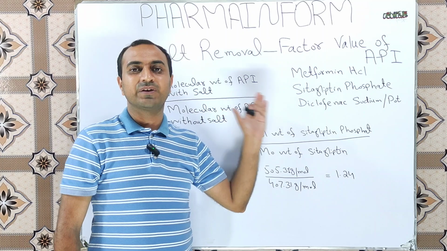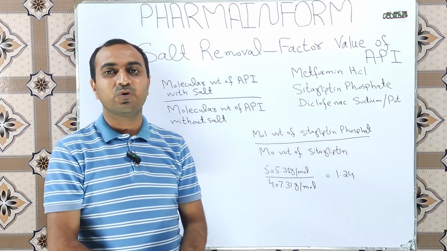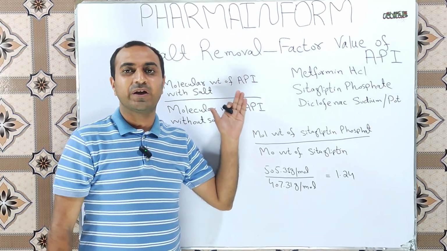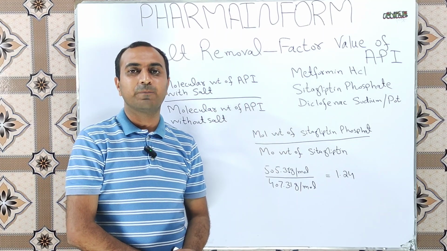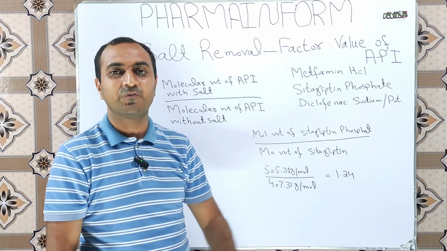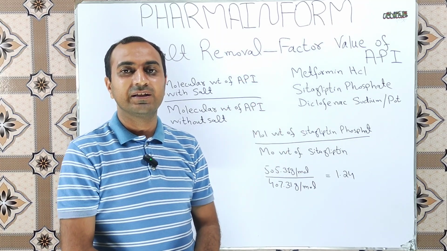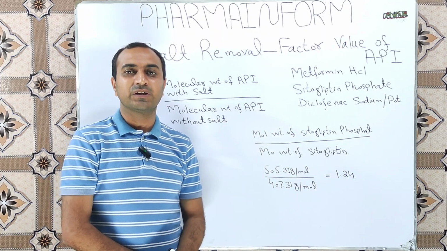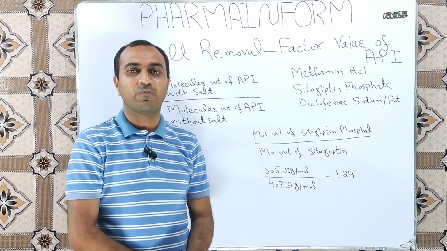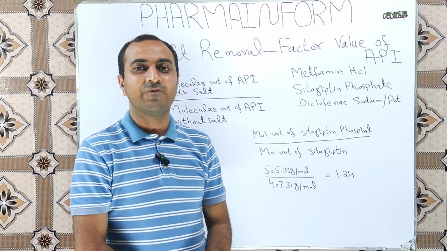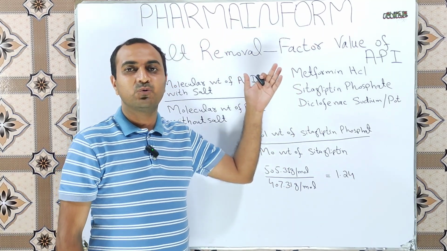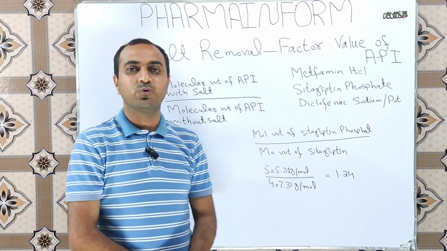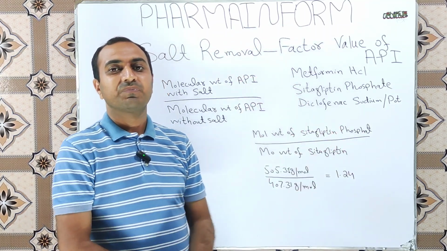Today we will learn salt removal or factor value calculation of active pharmaceutical ingredients. This calculation is very important and most professionals are not aware of it. After learning this calculation, you will be able to calculate the active pharmaceutical ingredient for all of your formulations, and you will be well aware of when we have to use the HCl with the metformin or when we have to remove the factor value.